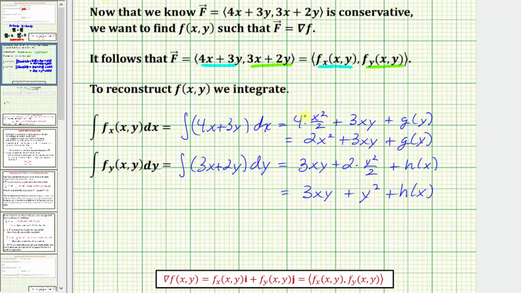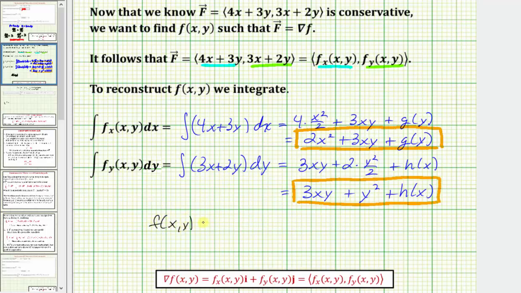Now by combining this antiderivative and this antiderivative, we can recover the potential function f of x comma y. F of x comma y is going to be equal to, well, here we have 2x squared. Notice how both antiderivatives have the term 3xy, so we have plus 3xy. And then we still have a y squared term here, so plus y squared, and then plus a constant of integration, let's call it k. So notice how by combining these two antiderivatives, we recover or reconstruct the potential function f of x comma y.